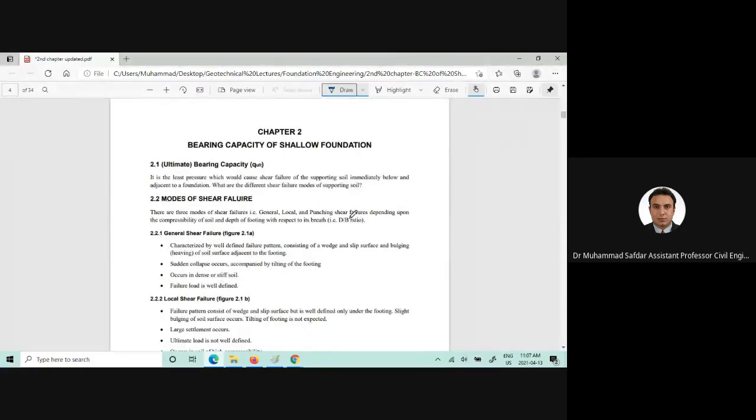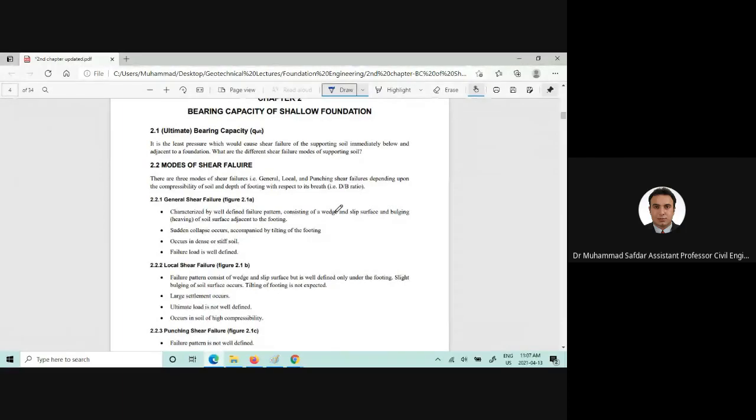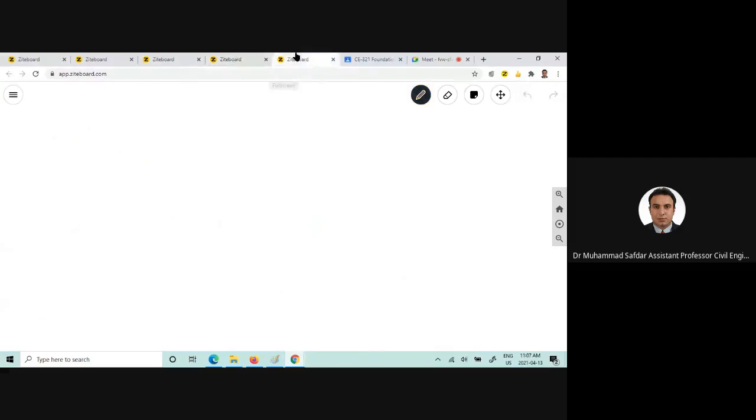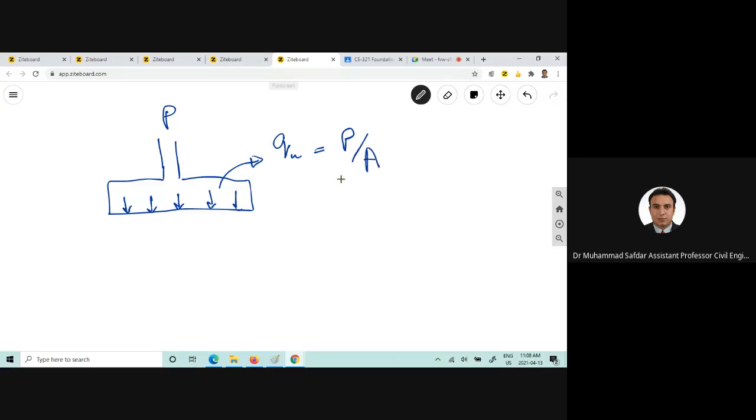So starting with the bearing capacity of the shallow foundation, it's necessary to define what the ultimate bearing capacity is. For example, if we construct a foundation into the soil, and if a load P is applied onto that foundation, that foundation will exert some pressure, which will be load per unit area.